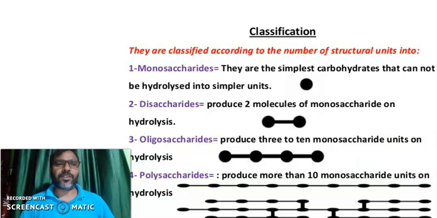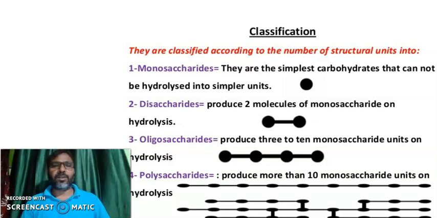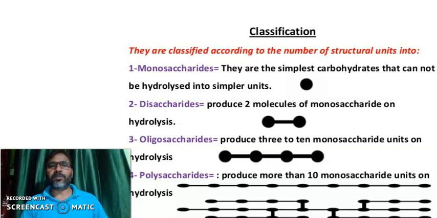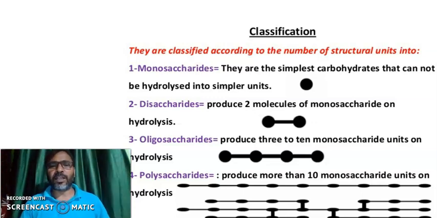Now classifications. They are classified according to the number of structural units. Monosaccharides are the simplest carbohydrates that cannot be hydrolyzed into simpler units. Disaccharides produce 2 molecules of monosaccharide on hydrolysis. Oligosaccharides produce 3 to 10 monosaccharide units on hydrolysis. And polysaccharides produce more than 10 monosaccharide units on hydrolysis.